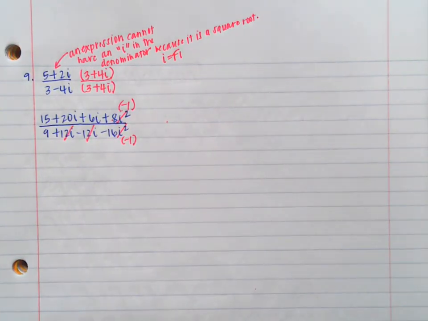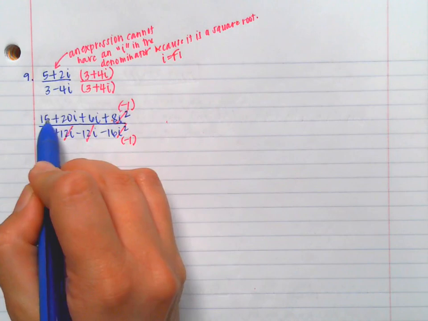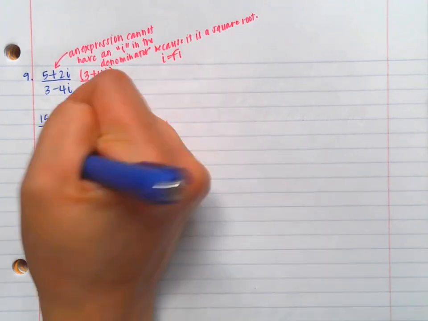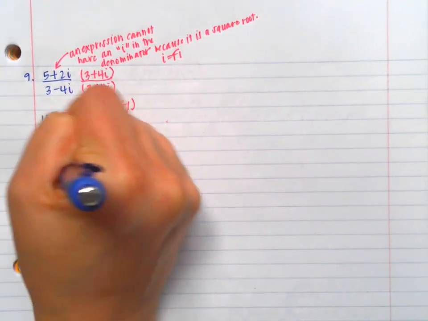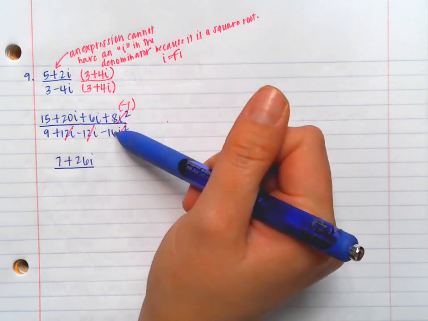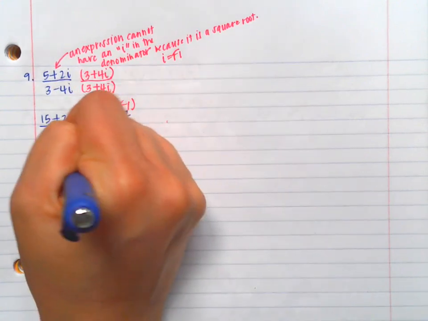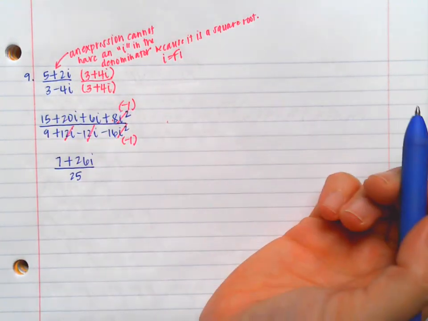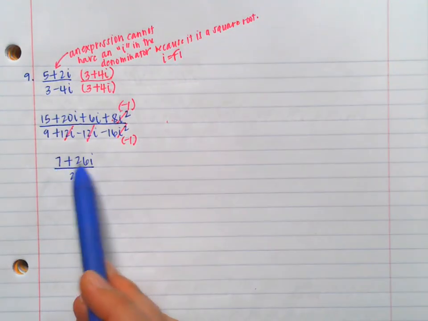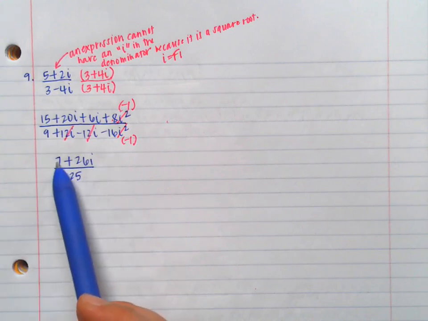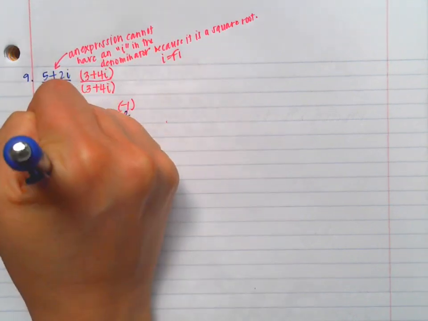So I can start to just simplify and combine like terms. This is going to be 15, and then 8 times -1 is negative 8. So 15 minus 8 is 7. And then 20i plus 6i is 26i. And then divided by, this is negative 16 times negative 1, so it's positive 16. 9 plus 16 is 25. Now, of course, we always check to see if we can simplify. Just like with your square roots before, it has to be all of them or none of them at all. So does 7, 26, and 25 have anything in common? And they don't, so this is my final answer.